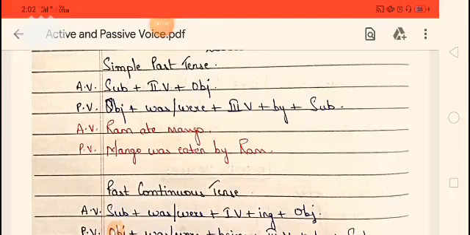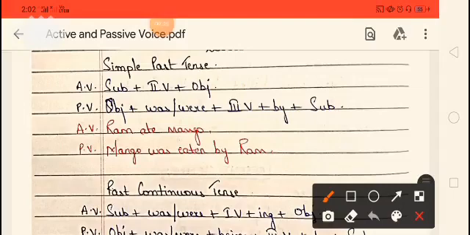Hello students, welcome back to this session of English language. In the previous session, we discussed some of the rules and structures of active and passive voice. Now in this part 2 active and passive voice video, we will further discuss past tense and future tense. Without wasting any further time, let's head over to the simple past tense.